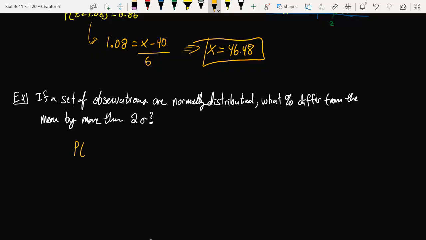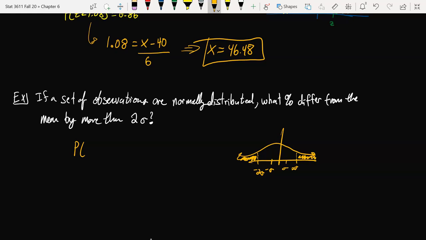You're looking for a probability. If they differ from the mean by more than 2 sigma. So if we draw a picture here, maybe here's sigma and then 2 sigma. Differ from the mean by more than 2 sigma. So we'd be looking for this probability. And if this is negative sigma and this is negative 2 sigma, in addition to that, we'd want this area as well, right? We'd want that area as well. Okay. So how can we calculate this?